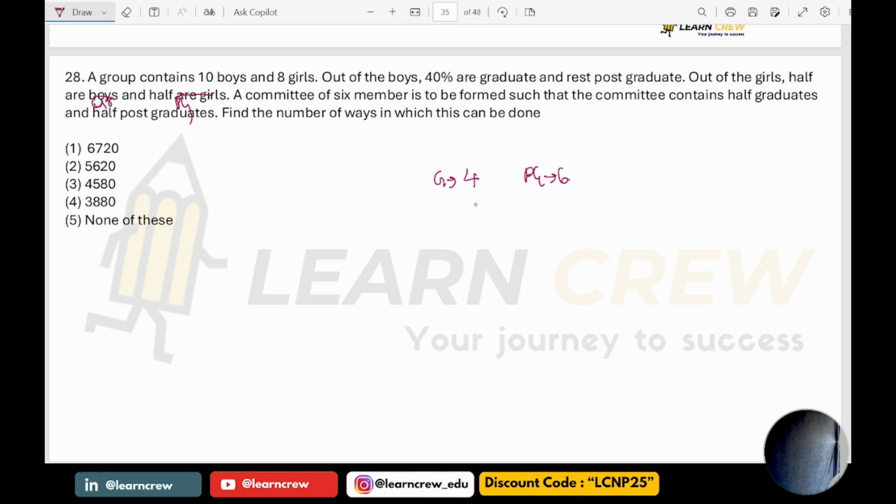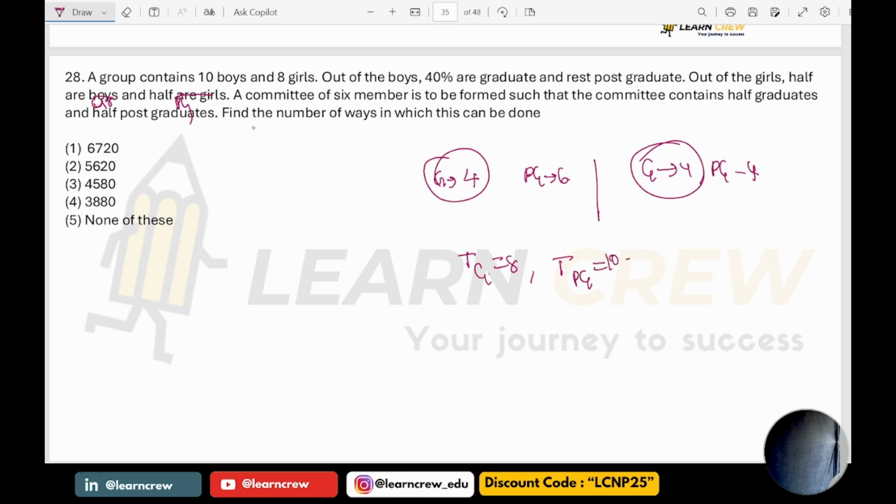Okay, am I correct? And the rest are postgraduate out of boys. Out of the girls, graduates are 4, postgraduates also 4. Total graduates should be 4 plus 4, 8. Total graduates are 8 and total postgraduates are 10.